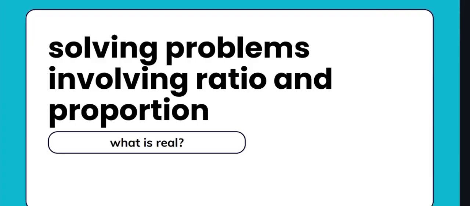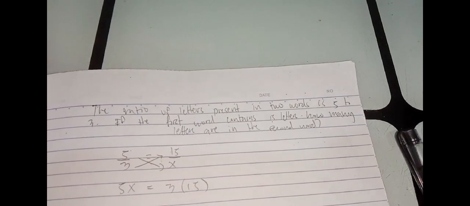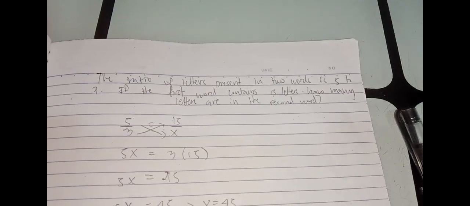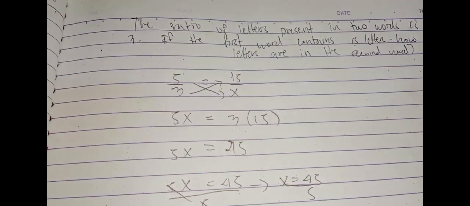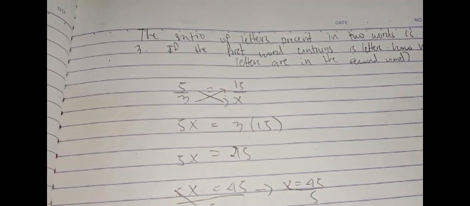This is the second example. Please watch and listen carefully to the video. For the fourth example, the ratio of letters present in two words is 5 is to 3. If the first word contains 15 letters, how many letters are in the second word? So we have 5 is to 3 is equal to 15 over x, because it's proportional and the number of letters in the first word is 15. So cross multiply: 5x equals 3 times 15.